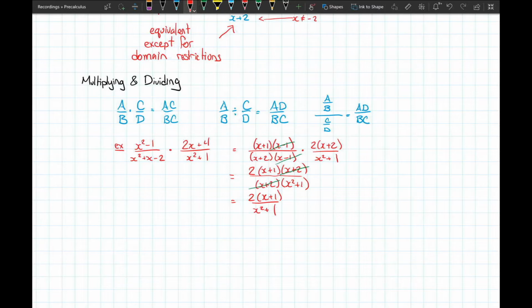Now, division works much the same way. You just have to make sure that you take the reciprocal of the divisor, and then you can start trying to cancel things out in much the same way. But what about adding and subtracting?